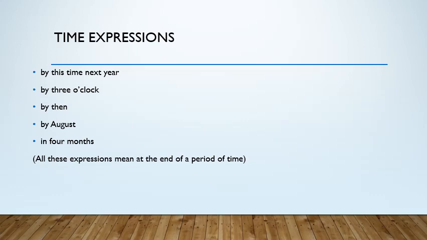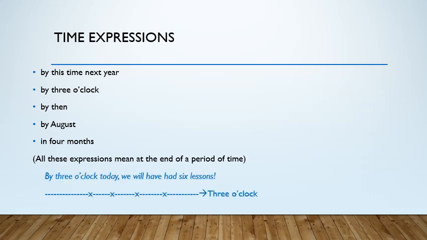All these expressions mean at the end of a period of time. So here by 3 o'clock today, we will have had 6 lessons. So here we have a specific time today, which is by 3 o'clock. This is where the action is going to end. And of course, as you may see here, we'll have had 6 lessons.